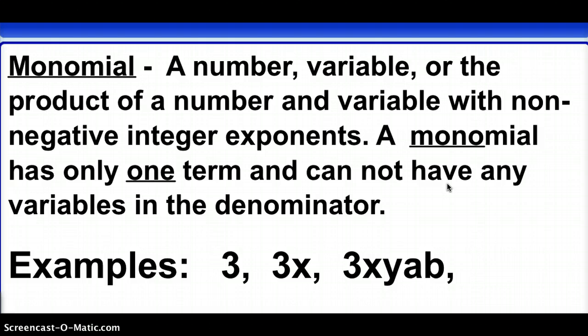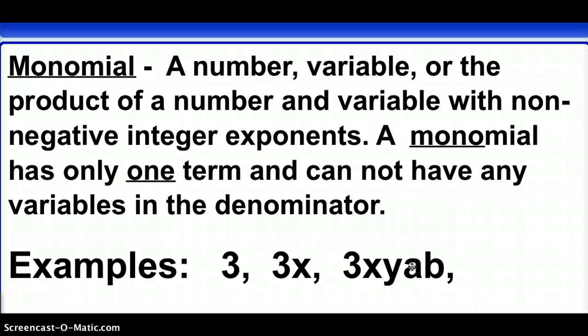And some examples are as here. We have 3x, 3xyab. You could have 3xyab over 2, different things like that. But again, you cannot have a variable in the denominator. That would make it something other than a monomial.